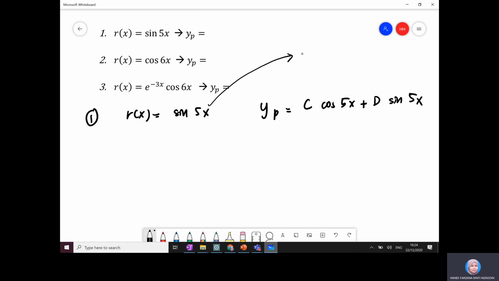use Euler's notation, you write down e to the 5ix equals cos 5x plus i sine 5x. Thus sine 5x is the imaginary part of e to the 5ix. But if you don't like to have to identify real and imaginary part, then you can use this other method where you propose yp equals to this.